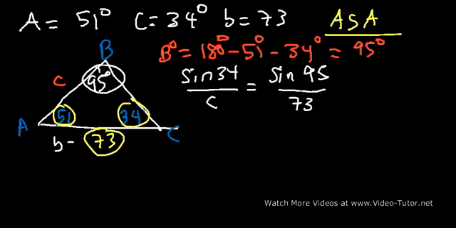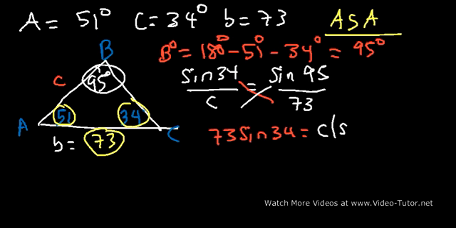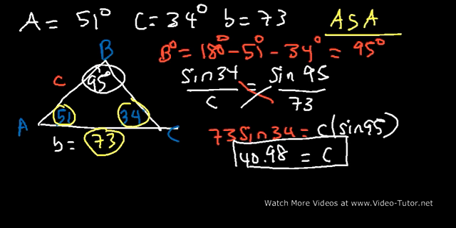Yeah, this is side B. So let's cross multiply. 73 sine 34 is equal to C times sine 95. So if we take 73 sine 34 and divide it by sine 95, we get the value for C. C is about 40.98, which you can round to 41. So now let's solve for side A.